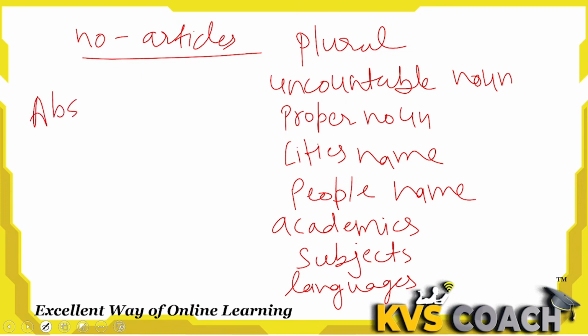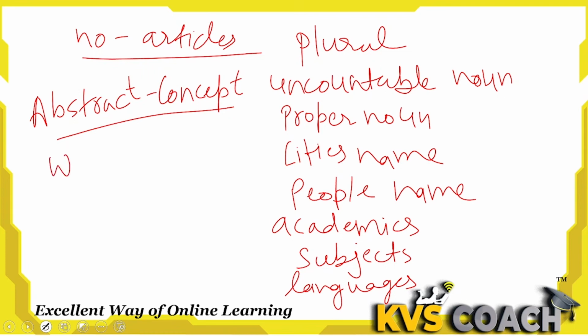Abstract noun, do you know what an abstract noun is? Basically, it is an abstract concept, we can say that. We should not use the article, like patience is a virtue, honesty is the best policy. So these are abstract concepts where we cannot use the. Okay, we cannot use the with an uncountable noun like water. We cannot use the here.